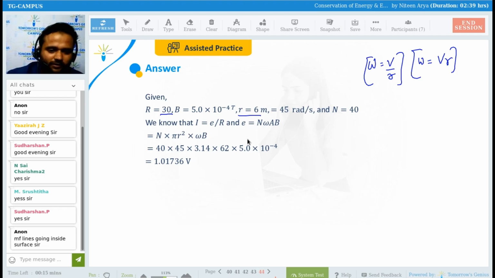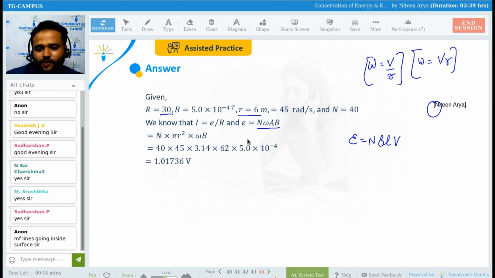In the formulas, I equals E by R, and the induced EMF for a circular loop is N omega AB, where A is area, B is magnetic field, and N is the number of turns. We also have E equals BLV, so N BLV, where L here is the perimeter, which is 2 pi R, and V over R gives me omega.